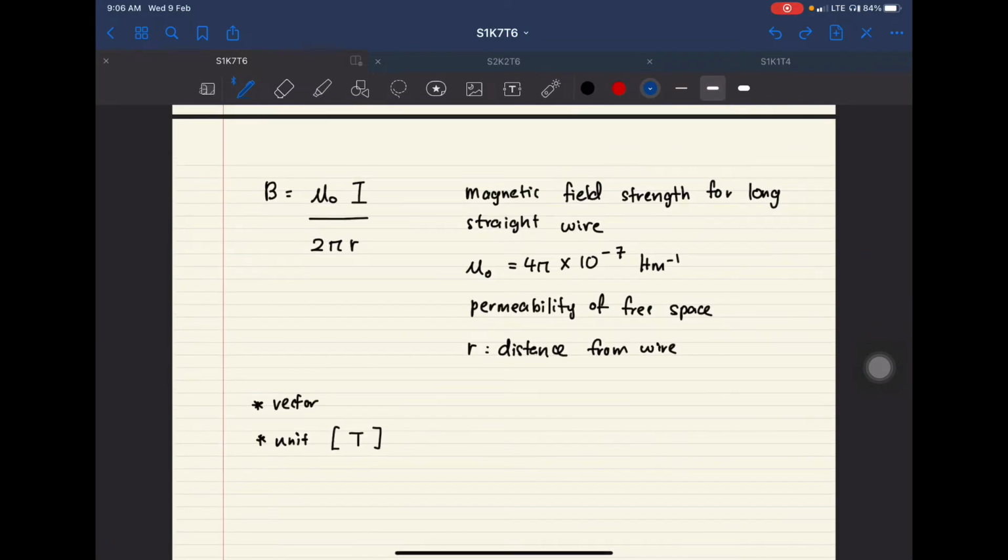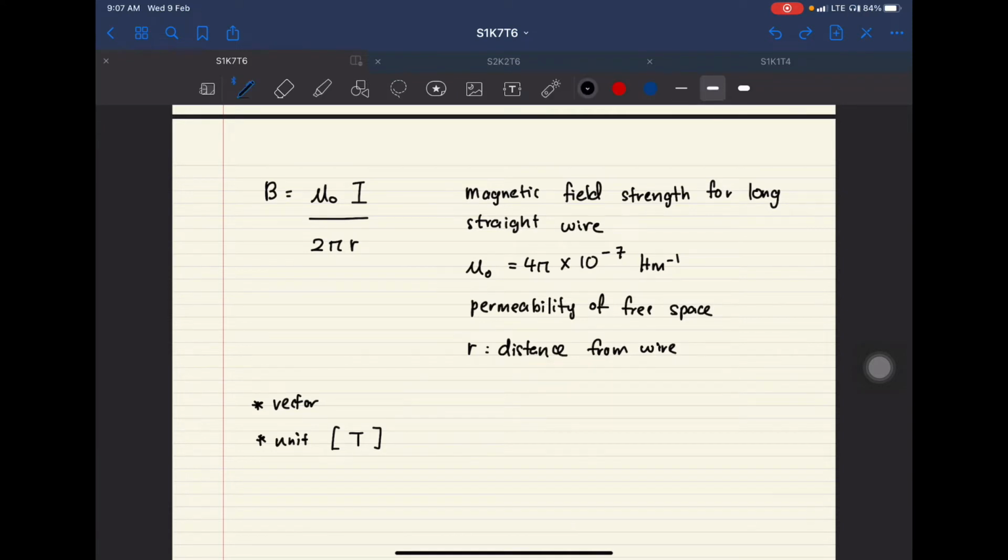To calculate the magnitudes is simple. B equals mu naught I over 2 pi R. This one is valid only for long straight wire. Mu naught here is equal to 4 pi times 10 to the negative 7. That one is the permeability constant of free space. I is the magnitude of the current. 2 pi is a constant. R here is the distance from the wire.